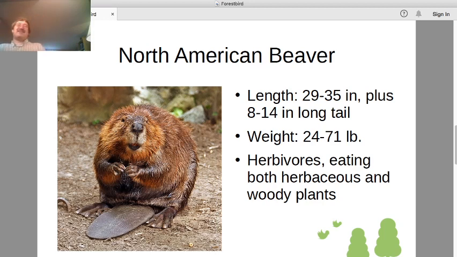Now, here's the North American beaver. Fairly large for a rodent, the beavers in general are the second largest rodent group behind the capybaras. So, 29 to 35 inches long, and that's not counting the tail, which adds on another foot. The weight range is very broad, anywhere from 24 to 71 pounds. Of course, the average weight is going to be somewhere in the middle of that, around the 40s.